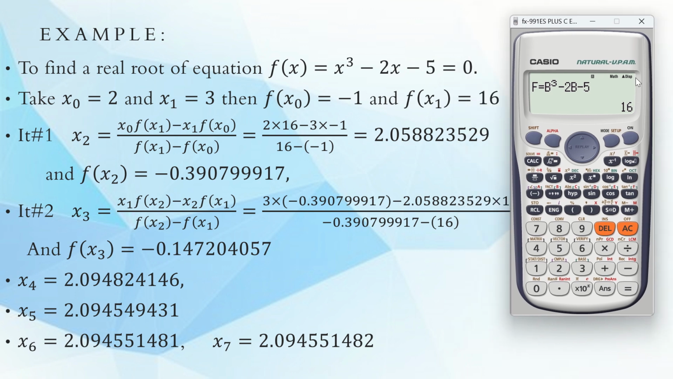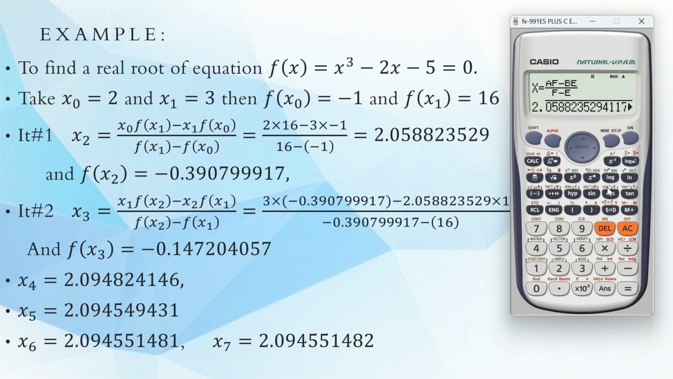So that is 16, you see that. So f of x1, which is basically f3, that is 16. And then if I press equal, this equal now, it will give me exactly this value. You see, 2.05882359. This is my x2 now.